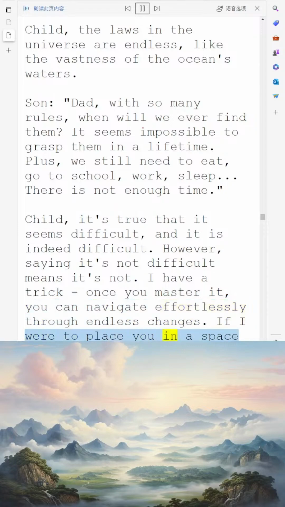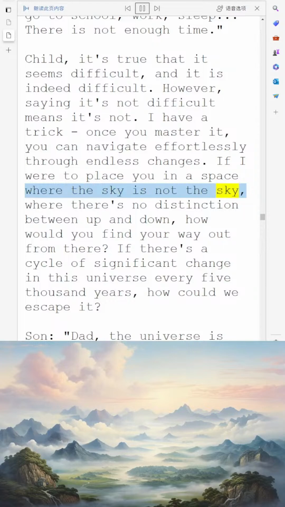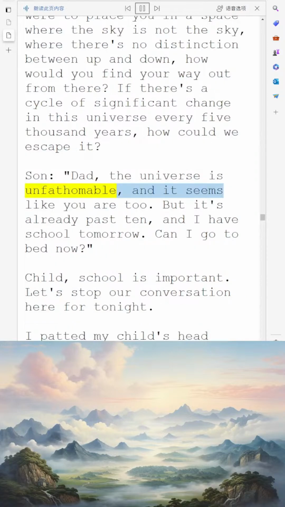If I were to place you in a space where the sky is not the sky, where there's no distinction between up and down, how would you find your way out from there? If there's a cycle of significant change in this universe every 5,000 years, how could we escape it? Son: Dad, the universe is unfathomable, and it seems like you are too.